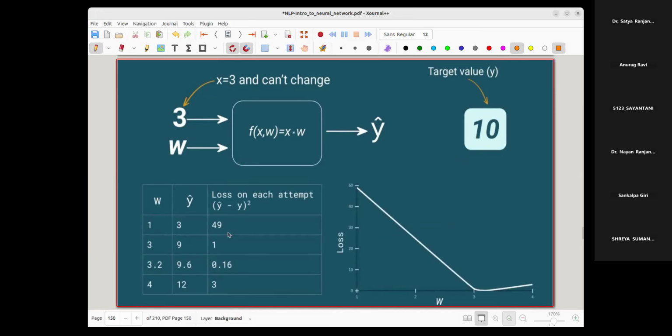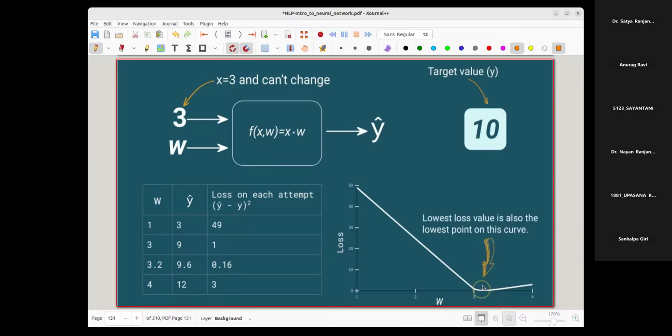So for 1, loss is 49. You see, for 1, loss is here 49. Okay, for 3, it is 9. And for 3.2, it is minimum. And similarly, for 4, it is again increasing. Okay, now where is it minimum? So this is the minimum point. This is the lowest loss value. That is the lowest point of the curve.